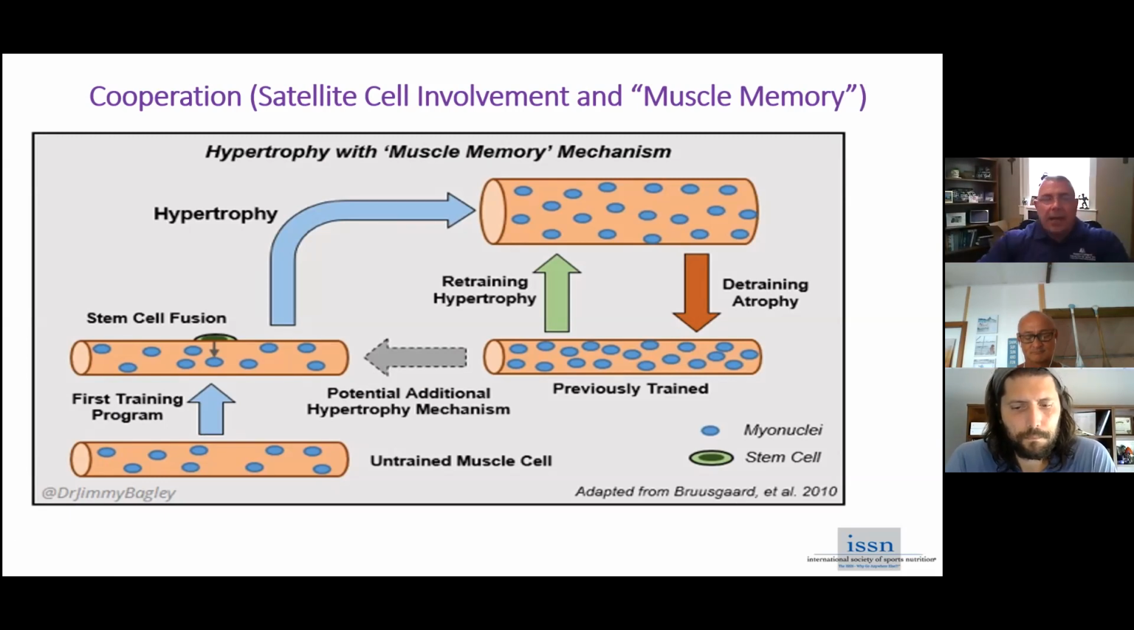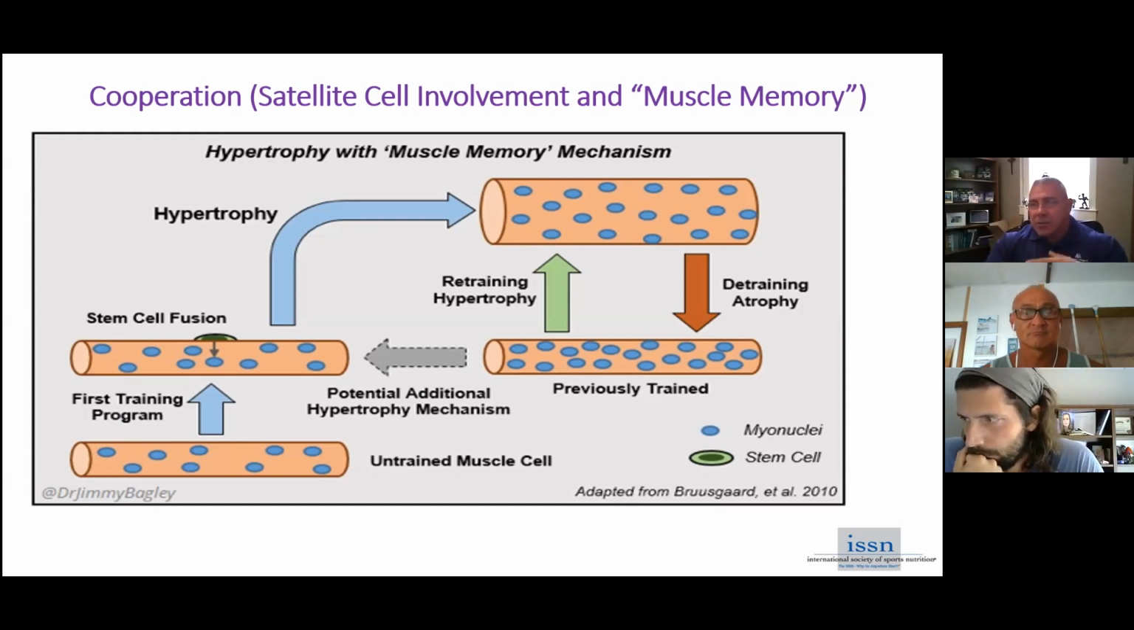Well, why is that? Now it seems like that satellite cell activity that occurred during the training process donated myonuclei, and once we retrain, those myonuclei are retained. And so when we begin retraining, we have this greater amount of genetic power to be able to induce muscle protein synthesis, and that's due to the satellite cells.